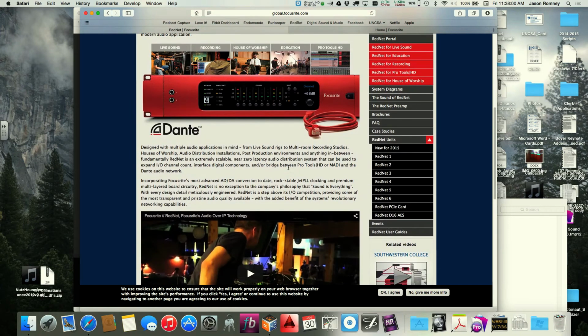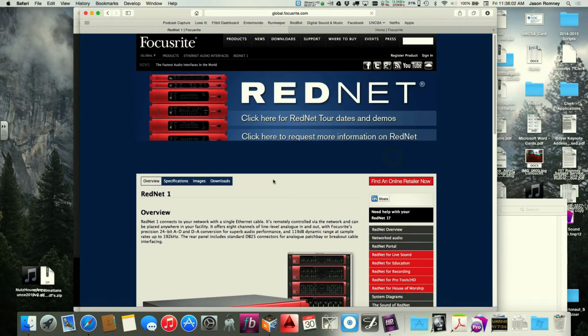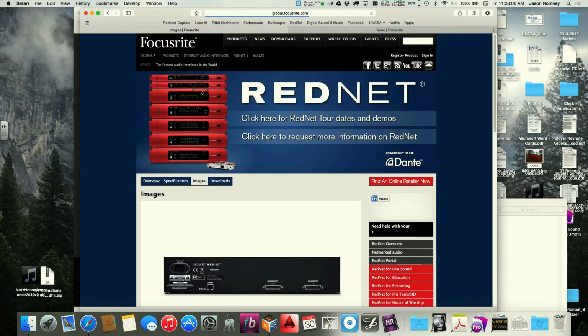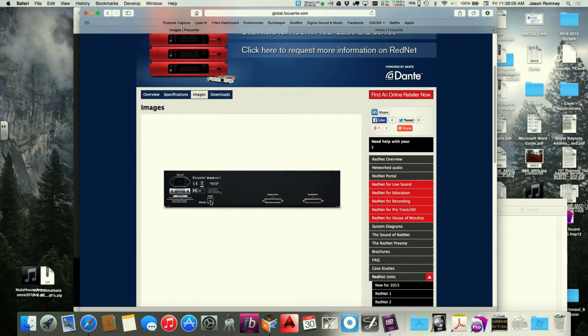These interfaces use what is called Dante, which is kind of a precursor to AVB. Eventually Dante will become AVB. So you can see you've got an Ethernet port here, and then just some DB25 connectors that you could get 8 inputs and outputs there with a snake tail that you could plug into that. So it's pretty cool now.